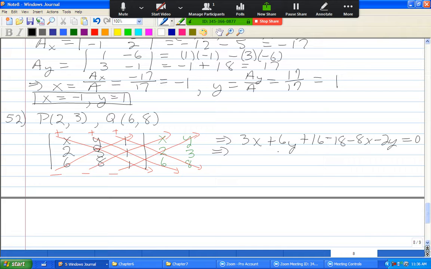Okay, and so let's see, 3x minus 8x is a minus 5x. 6y minus 2y is 4y. And then minus 2 equals 0. And it says in standard form. Okay, so let's multiply everything by negative 1 and subtract 2 from both sides.